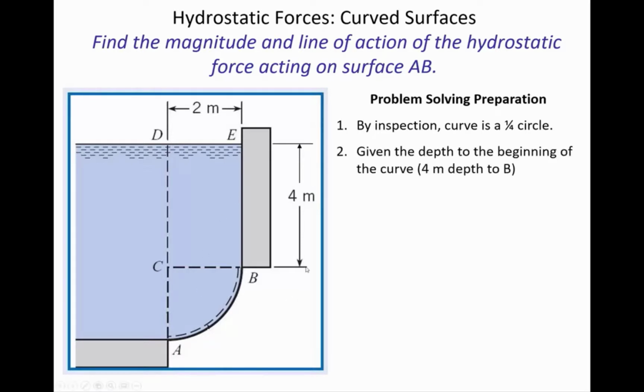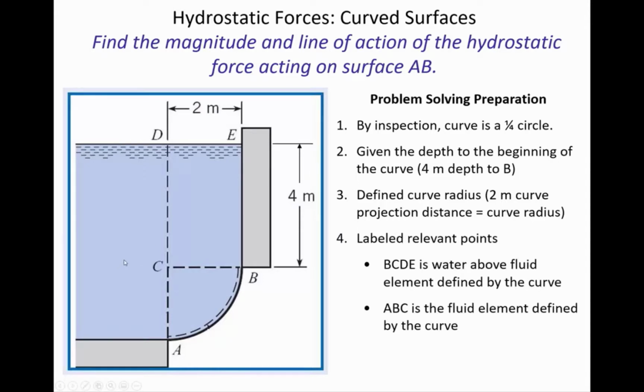Also off to the side, we have the dimension of 4 meters from the water surface down to where the curve begins. So that 4 meters of depth is important because that's going to be adding to the pressure on AB. I already mentioned the radius of curvature, and we have that dimension here at the top. And that also sweeps downward from CA.